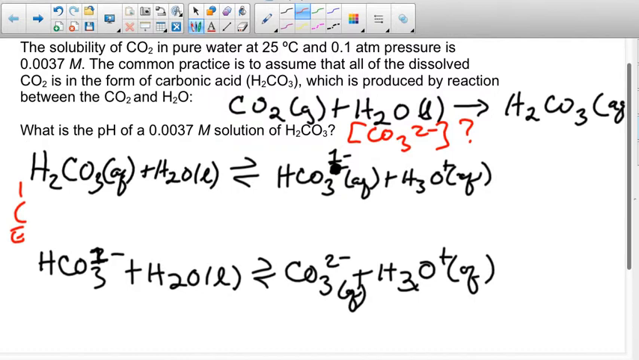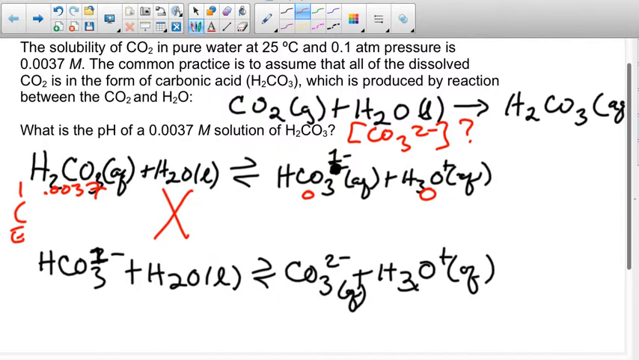All right, so what's my initial condition? What are my initial conditions? 0.0037 for the hydrogen carbonate. I'm sorry, for the carbonic acid. Water's not going to enter into my equilibrium expression at all. Do I have any hydrogen carbonate ion to begin with? No, we assume we don't. We assume we don't have any hydronium.